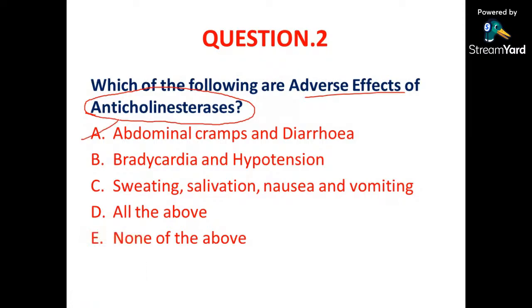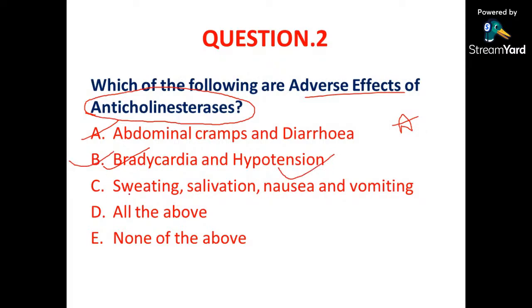And the next, it causes bradycardia and hypotension. Yes, acetylcholine is increasing with anticholinesterases. When acetylcholine increases, M2 receptors on the heart and M3 receptors on endothelial blood vessels will cause bradycardia. It will decrease heart rate and it will cause hypotension. So this is also a correct option.